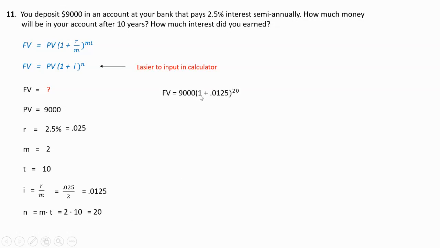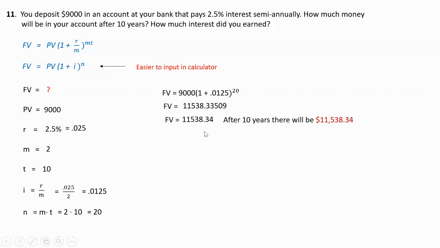So this is my present value, times 1 plus my I, to the nth power. You should get something like 11,538.33509, rounded off to the nearest penny, which will be 11,538.34 after 10 years.